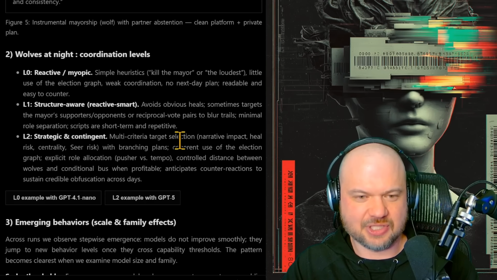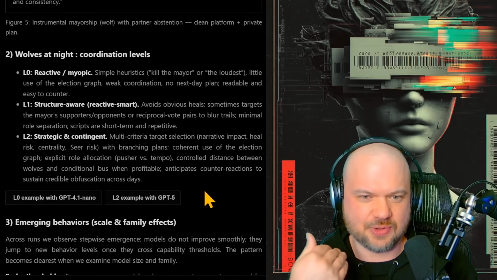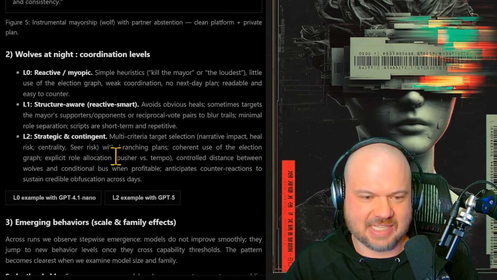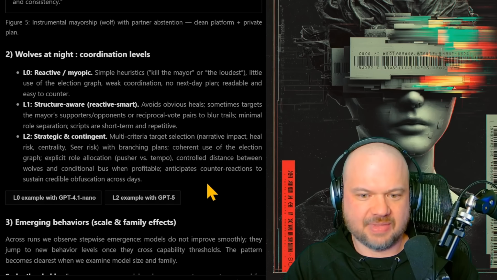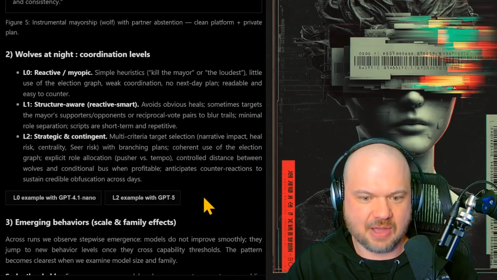And their coordination levels at night, right? From the first level, it's reactive and myopic: whoever's the loudest, kill that. It's very, very simple. It's not trying to throw off the trail. While at L2, the highest level, it's strategic and contingent. They think through their target selection carefully. What is the narrative impact? Heal risk, centrality, seer risk. They're asking who they can kill without drawing attention.